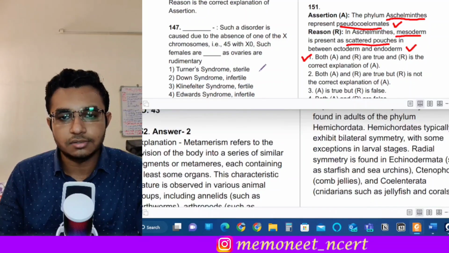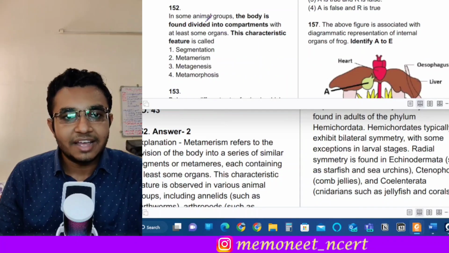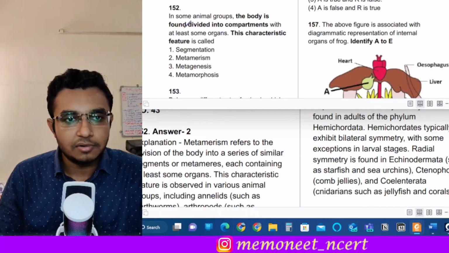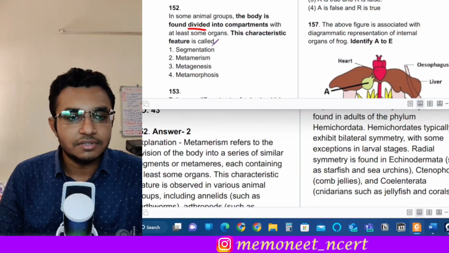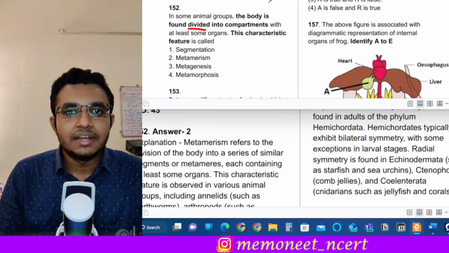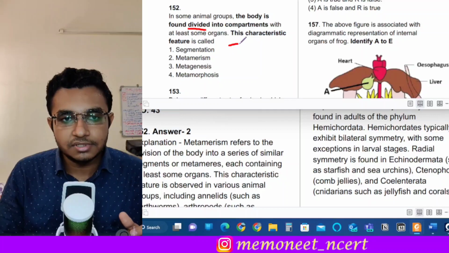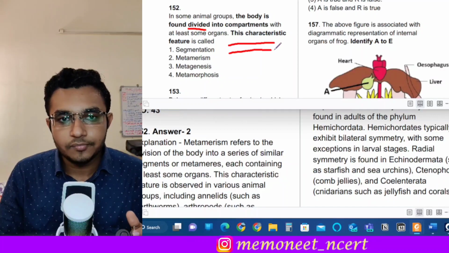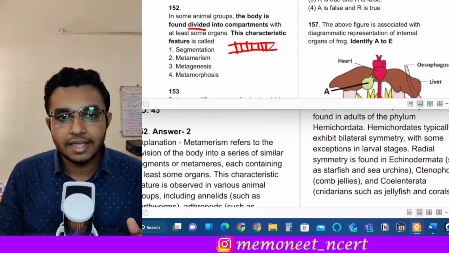Moving on to the next question, that is question number 152. In some animal groups, the body is found divided into compartments with at least some organs. This characteristic feature is called. Now see, it is talking about the divisions which are found in animals. For example, if this is a worm, you might have seen that there are certain divisions made in that worm. So this is the characteristic feature.